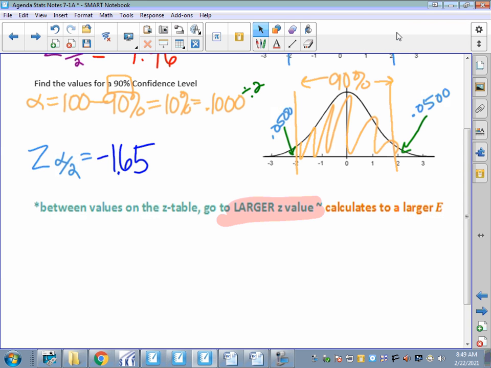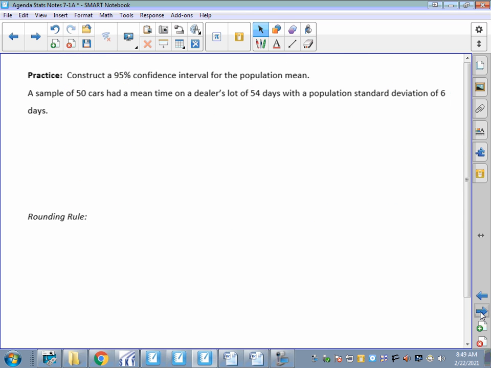So now let's take that and let's do a problem where we actually construct a confidence interval. Do not be scared by the word construct. It's just a word that we use when we are doing this. It says to construct a 95% confidence interval for the population mean. A sample of 50 cars had a mean time on a dealer's lot of 54 days with a population standard deviation of 6 days. So I'm going to just jot down over here.